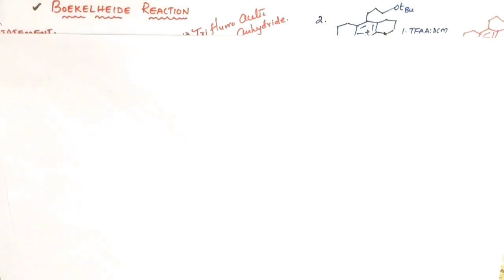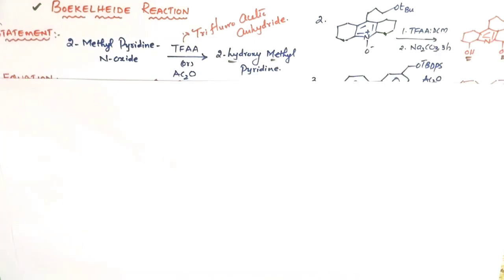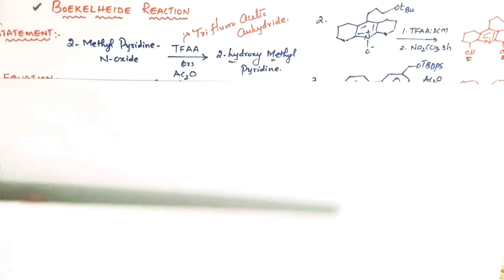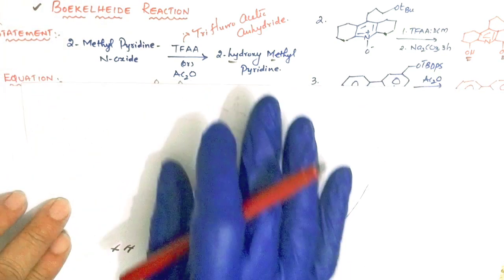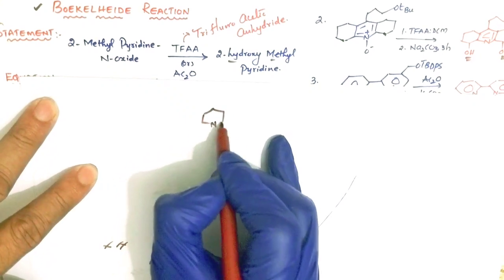Let's discuss the next named reaction, that is the Boekelheide reaction. Let's see the statement. By using this reaction, we will be converting 2-methylpyridine N oxide into the corresponding 2-hydroxymethylpyridine. This is very helpful in the conversion of pyridine N oxides into the corresponding pyridines with hydroxymethyl substitution. Let's see, we know the pyridine structure.